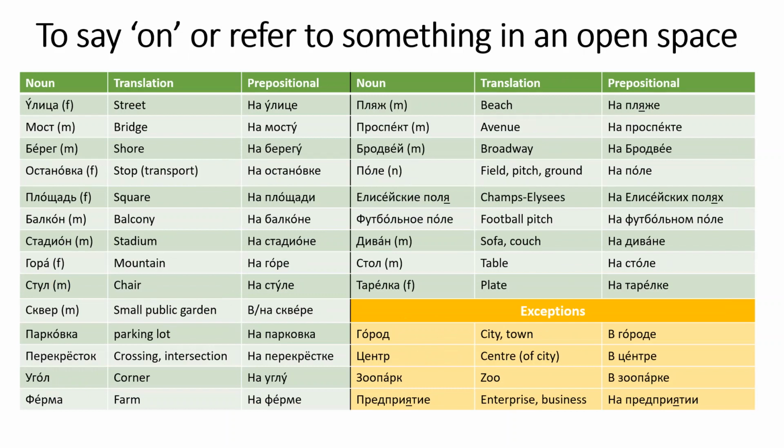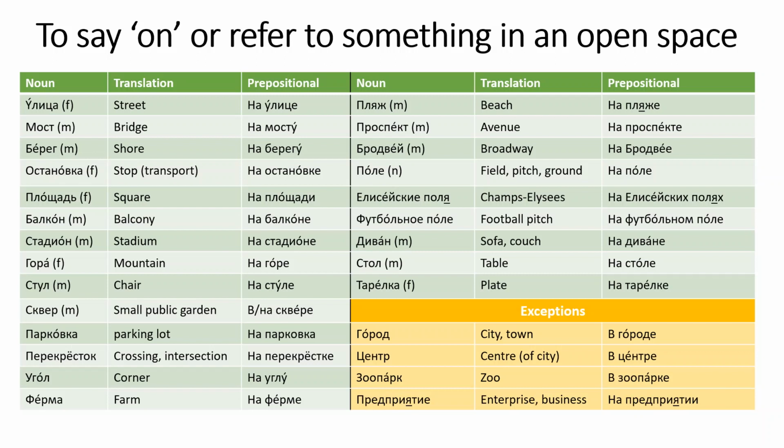Here are some examples of when na is used to say on or to refer to something in an open space. You may notice that some of the nouns have funny forms in the prepositional. For instance, have a look at bridge and shore, which look like na mostu and na beregu. We've also got corner, which is na uglu. We'll be discussing that more towards the end of this lesson. It's just a rule that some nouns have irregular forms in the prepositional, so don't worry about that too much now. We will cover that later on.